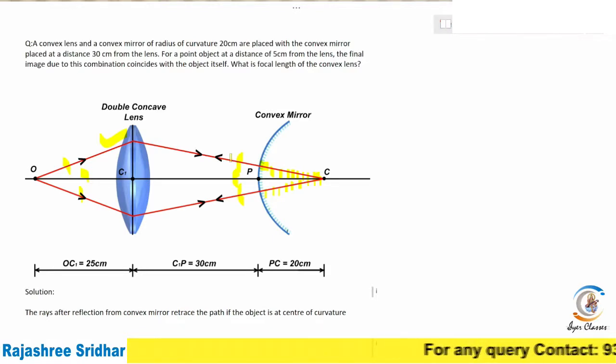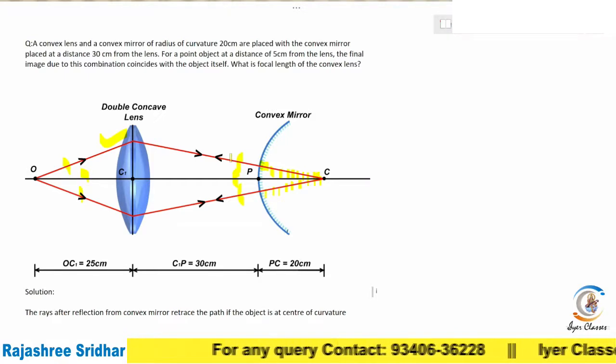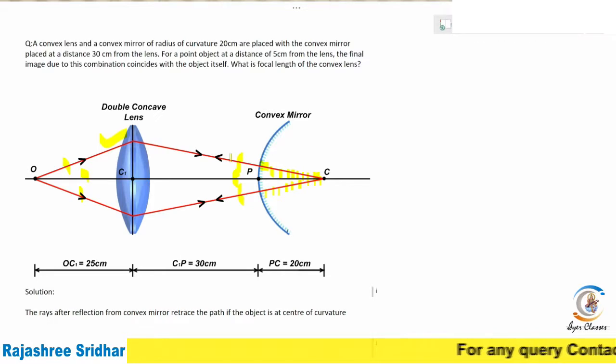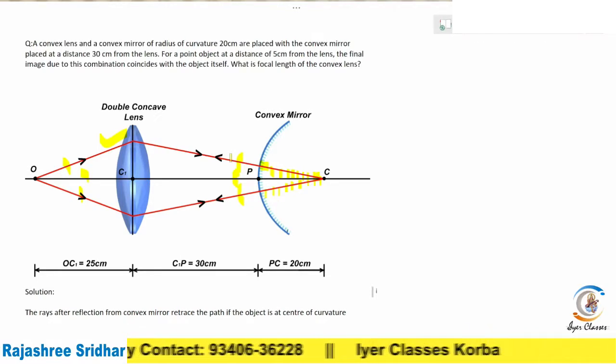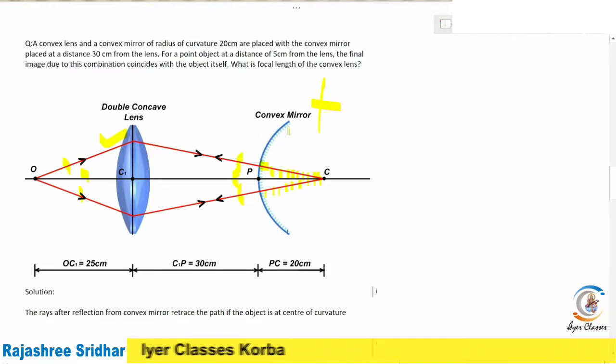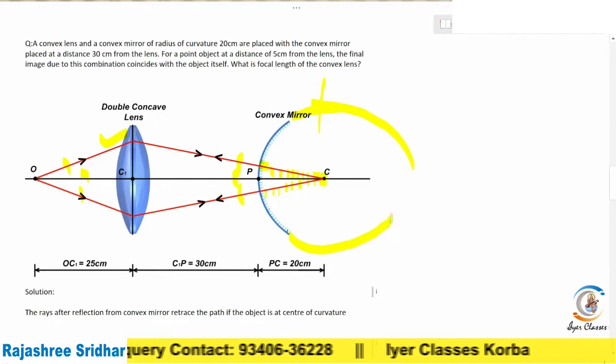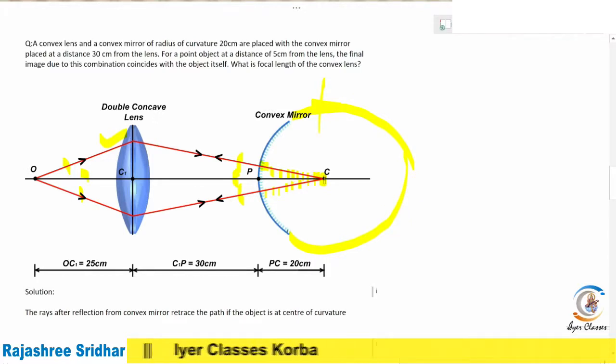As per the question, in the case of the convex mirror or any spherical mirror, the object and the position of the image will coincide only if the object is kept at the center of curvature. That means if this mirror was not there, these rays would come straight and meet at this position C, which is the center of curvature of this mirror.